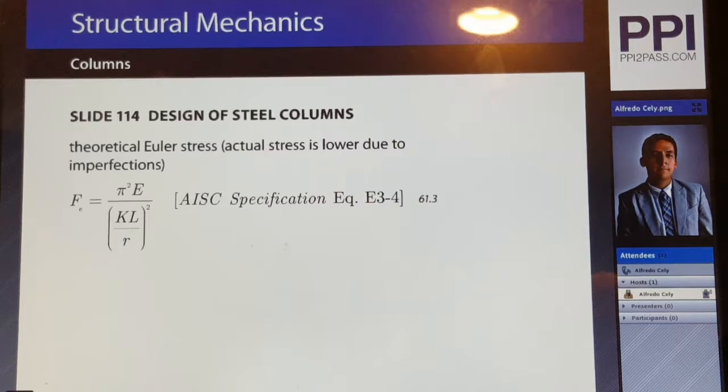Now F sub E equals the theoretical Euler stress. The actual stress can be seen in figure 61.4 of the CERM. Now, the imperfections that are included are the geometric tolerances, the material property variance, and the boundary condition fixity, which is assuming a pin-to-pin column where each end actually has a small rotational restraint on it.